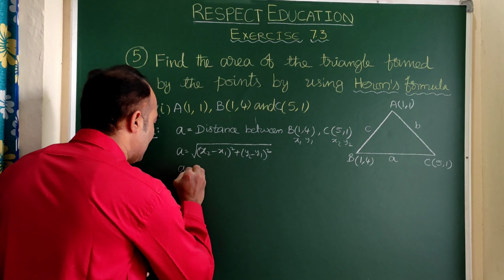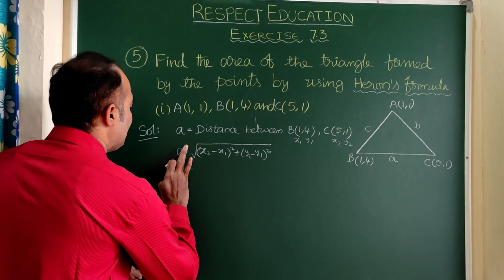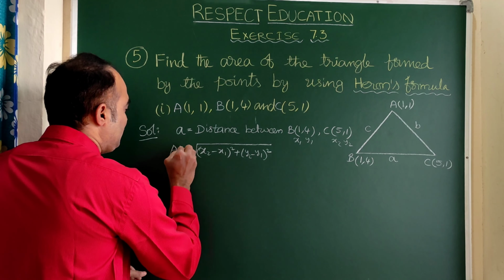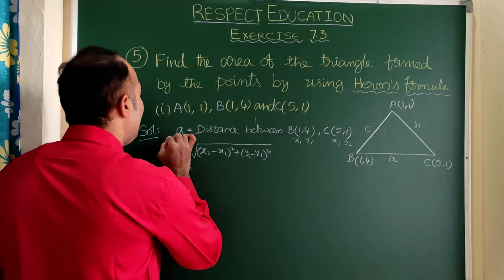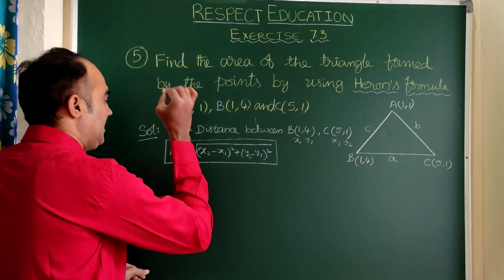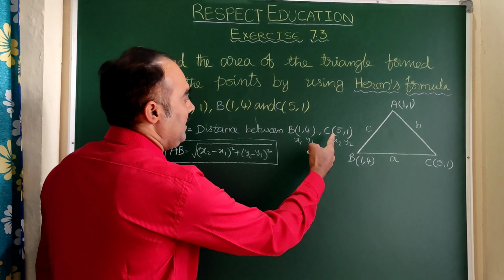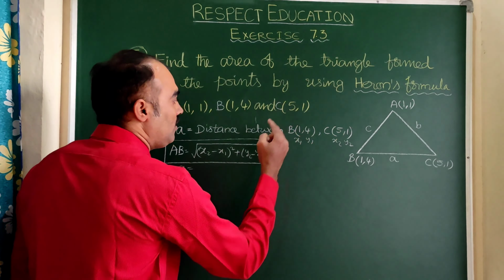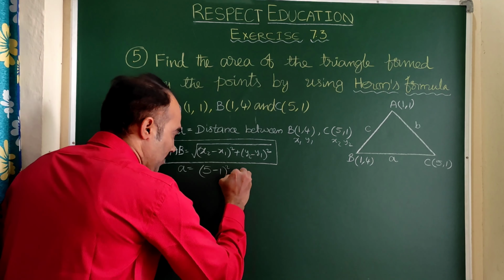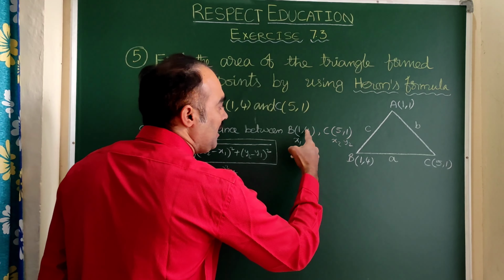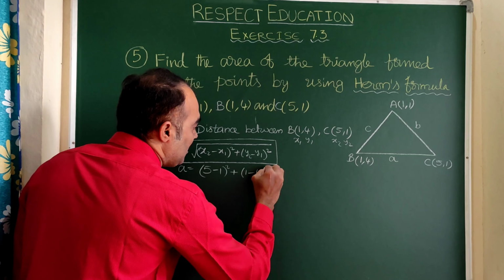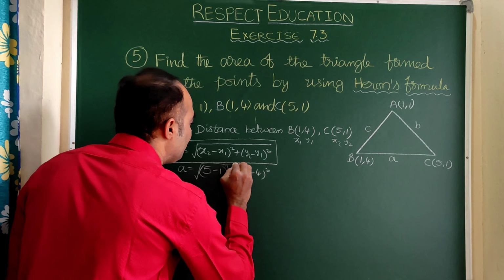So A is equal to, here we write as you are finding the distance between 2 points. So here we can write the distance between the points A (x1, y1) and B (x2, y2) is, this is the formula. Here you see x2 is 5, so 5 minus 1 whole square plus here y2 is 1, 1 minus y1 which is 4, so 1 minus 4 whole square, under root.